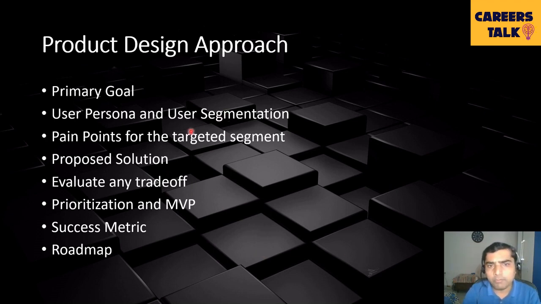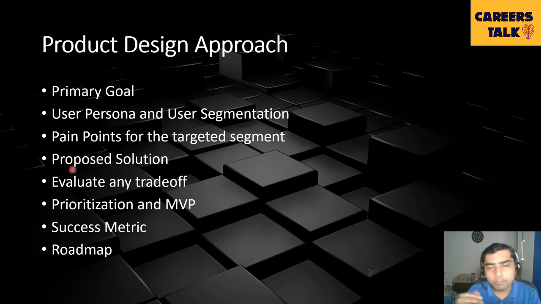Then again, we will come up with the user segmentation. We have blind people, but what kind: completely blind or partially blind. That we will see in the next slide. Then we have the pain points for the targeted segment. We are talking about the pain points for whichever segment we have selected for giving the solution.